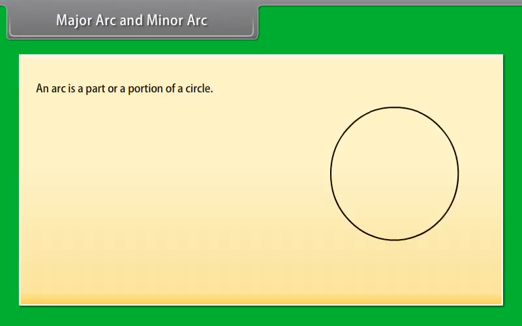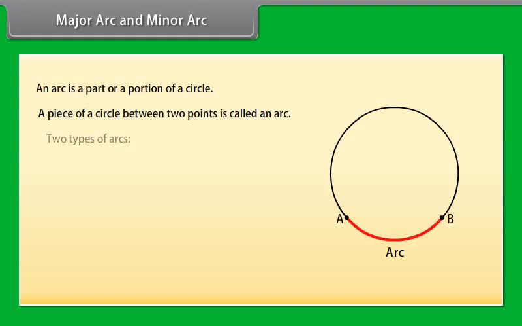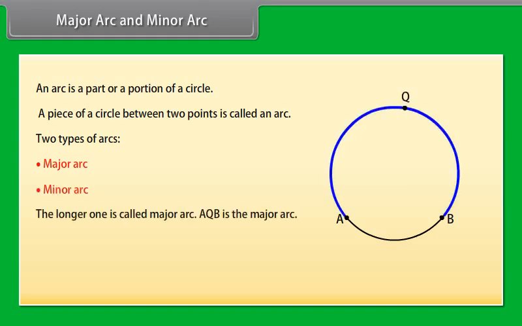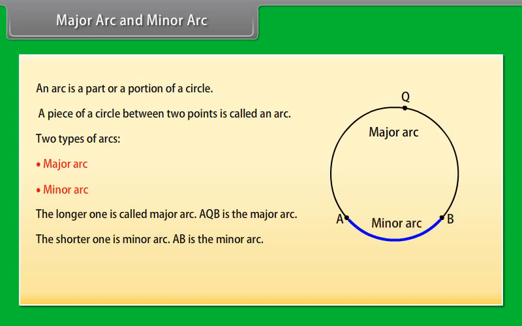Major arc and minor arc. Look at this figure. This is an arc. An arc is a part or a portion of a circle. Or we can say that a piece of a circle between 2 points is called an arc. There are 2 types of arcs: the major arc and the minor arc. The longer one is called major arc. Here AQB is the major arc. And the shorter one is the minor arc. AB is the minor arc. The arc is denoted by this sign.